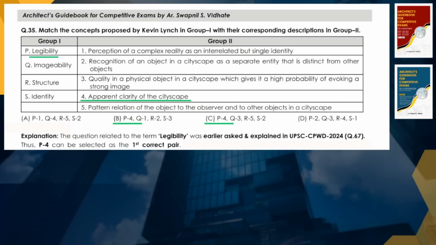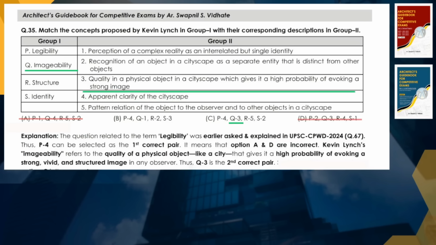The first concept, mentioned at serial number P, legibility, was earlier asked and explained in UPSC CPWD 2024 at question 67. You can pause the video and check that question paper. So the first pair we can select is P4: legibility means apparent clarity of the cityscape. So P4 is the first correct pair, and option A and option D will be incorrect.